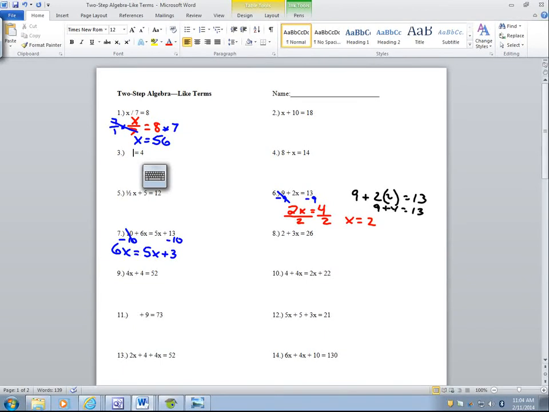Now, is this solved? No, what do we got to do now? Minus what? 5x here. Get that back over to here. And get the x's on one side. So then 6x minus 5x is what? 1x. 1x is the same as x. So the answer here is x equals 3.